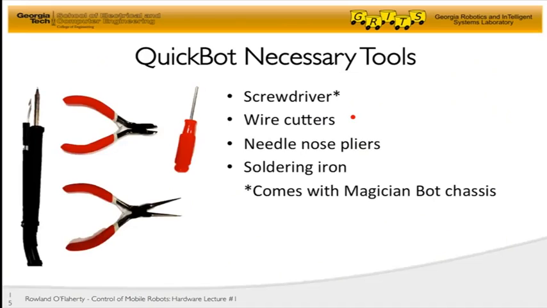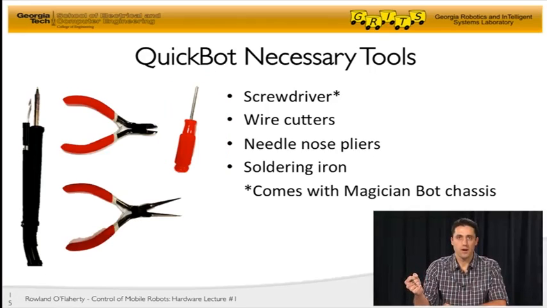So the tools that you'll need to build the QuickBot are a screwdriver. This screwdriver actually comes with the kit, the Magician Bot kit, so you don't have to go out and buy a screwdriver if you don't have one. You will need wire cutters, needle nose pliers, and a soldering iron for soldering the header pins on that encoder board. If you don't have a soldering iron, they cost about $10. You can get one at your local Radio Shack or order one off Amazon.